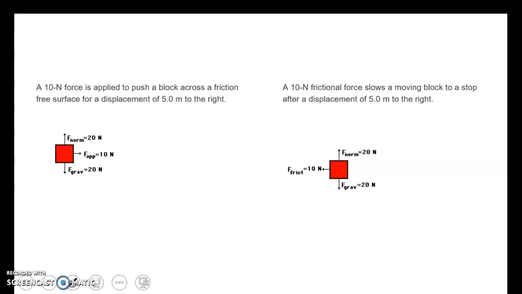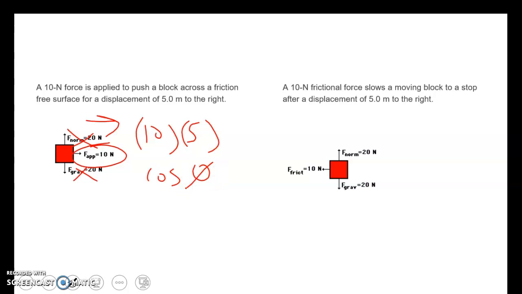A couple other examples. We've got a 10 Newton force that's pushing a block across a friction-free surface for 5 meters to the right. The other two forces are going up and down, and our object's going this way, so the only force that's doing any work is the applied force. 10 times 5 times the cosine of our angle, which is 0. So 10 times 5 times 1 is 50 joules, and that's going to be to the right.